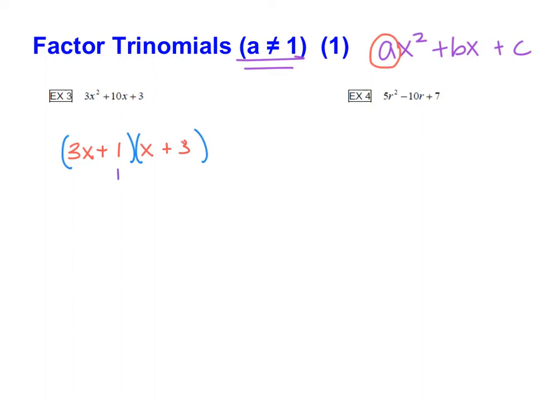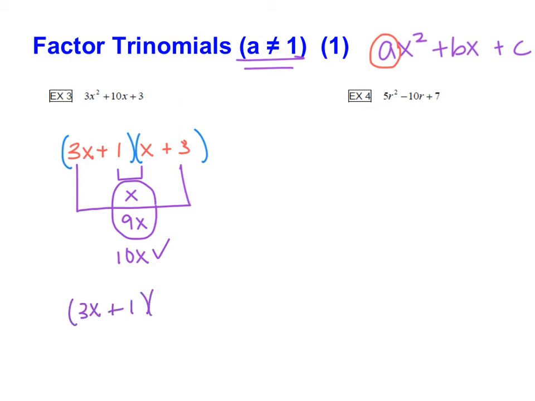So we check the inside terms. 1 times x is x. We check our outside terms. 3x times 3 is 9x. And we want to know if these add up to our middle term. That adds up to 10x. So I look up here and I say, oh, there's a 10x. That means we factored it correctly. So my final answer is 3x plus 1 times x plus 3.